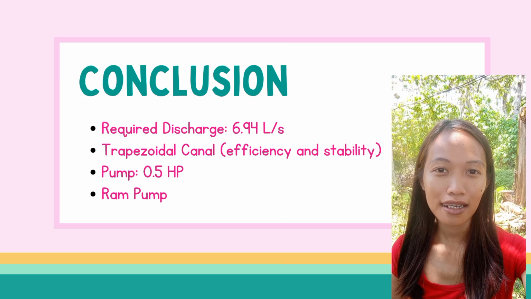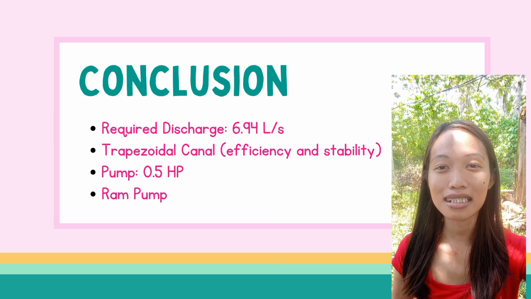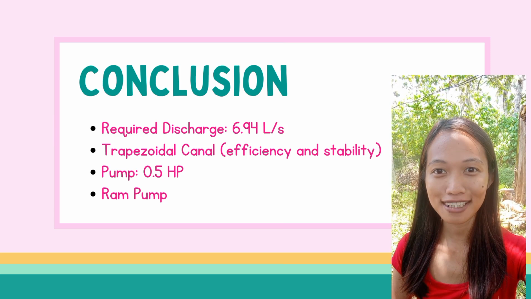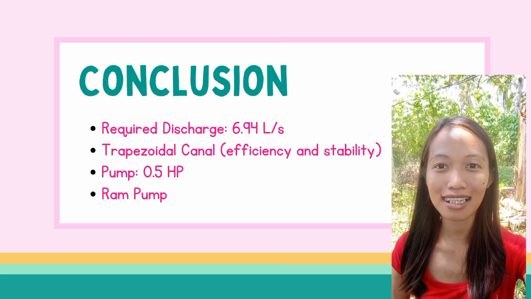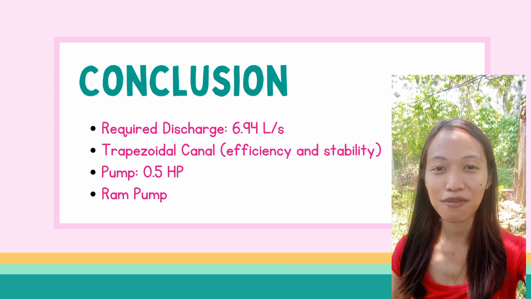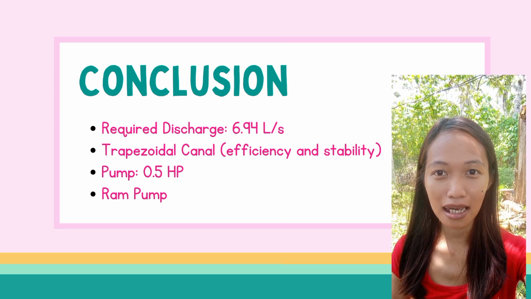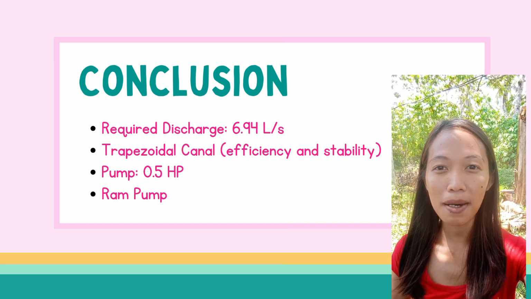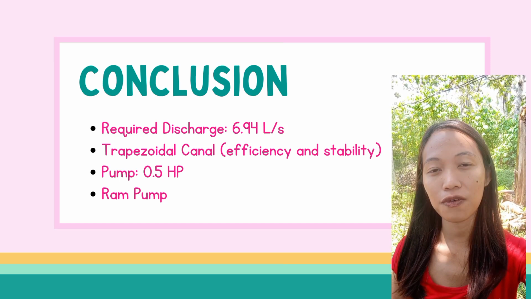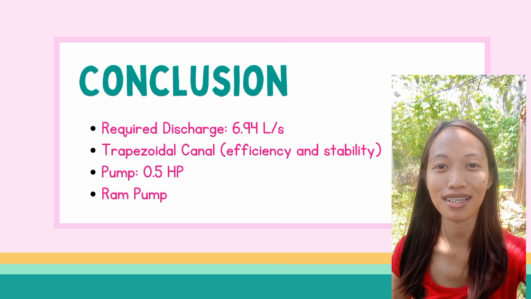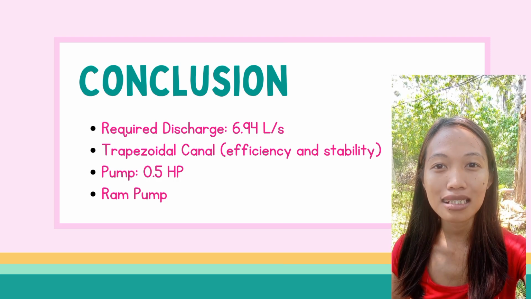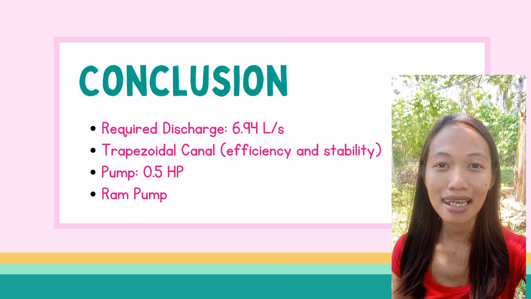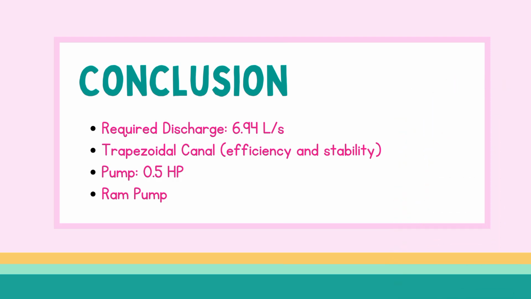In summary, the required discharge is 6.94 liters per second. A trapezoidal canal was designed for efficiency and stability. A 0.5 horsepower pump is recommended, and the ram pump is a practical alternative for sustainable irrigation. This design meets the requirement for an efficient and economical irrigation system.